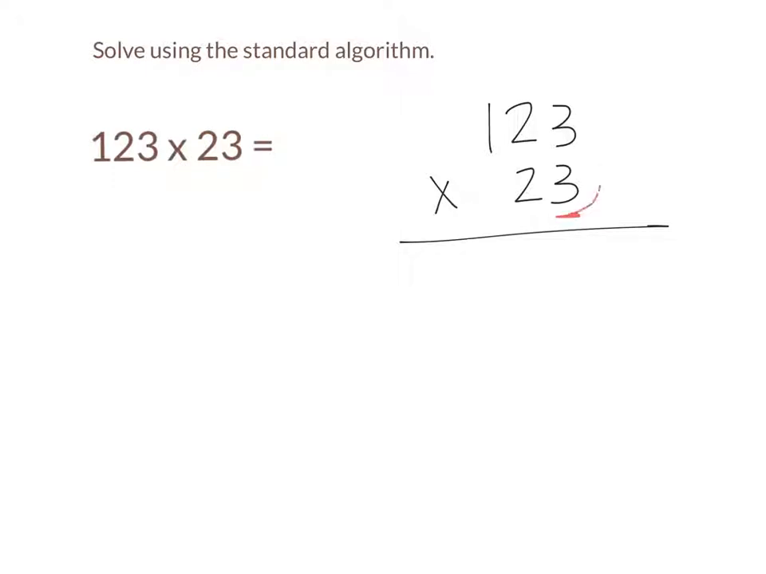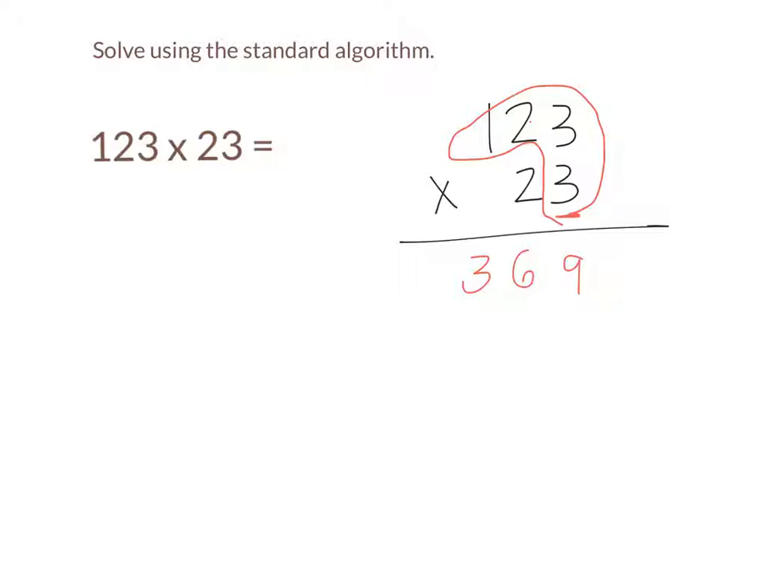So when we do the standard algorithm, we start in the ones place. We're going to do 3, basically, times 123, right? Okay, so we do 3 times 3, which is? 9. 3 times 2, which is? 6. 3 times 1, which is? 3. So are we done? No. Are we only partially done? Yes. What part of the problem have we done? We've done 3 times 123, right? Yeah.